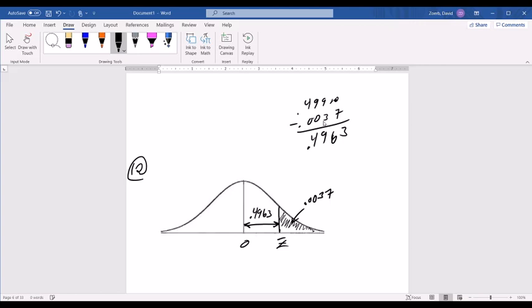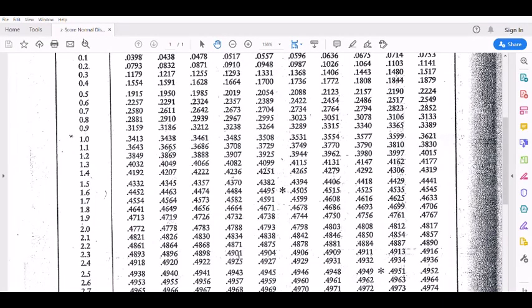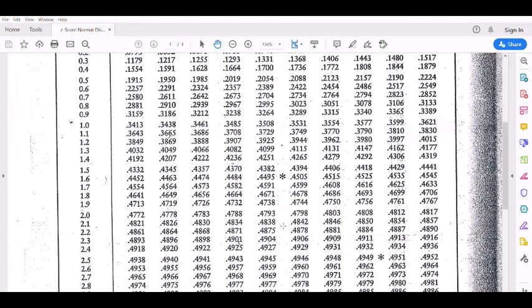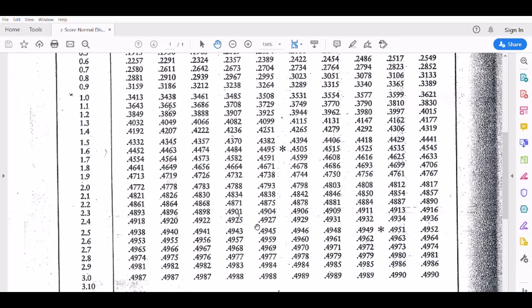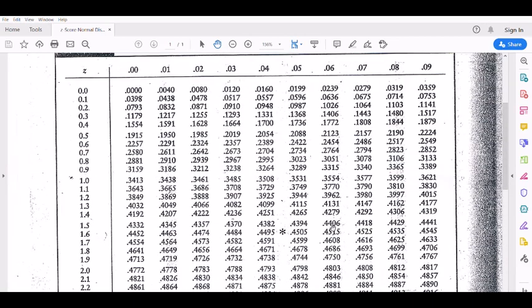Now that's what I'm going to be looking up. I want to find whatever's closest to 0.4963. So let's see what's closest to 0.4963. So I'm at 0.49s. It's right here, 0.4963, which is for 2.68. So this z-score would be 2.68.